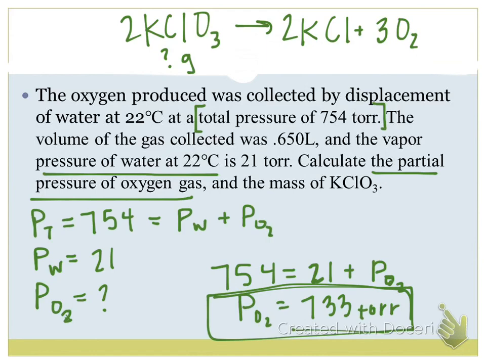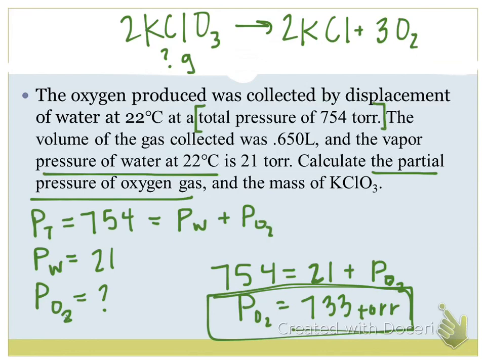I will need to change torr to atmospheres, but what equation can I use to help me work toward a gas stoichiometry type problem? What'd you say? Yeah, the ideal gas law. If I know the pressure, the temperature, and the volume of oxygen gas, I can find the moles of oxygen gas, and then I can lead to a stoichiometry problem. Does that make sense?